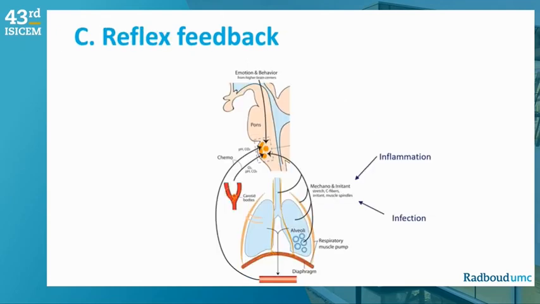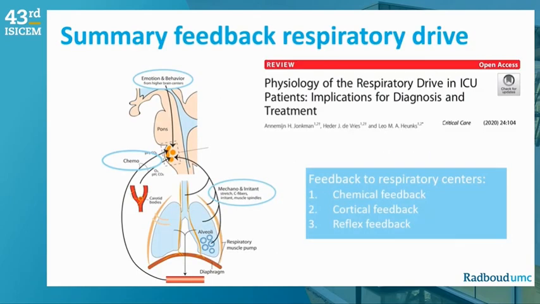And thirdly, reflex feedback. So there are J receptors, irritant receptors, stretch receptors in the lung, in the chest wall, in other parts of the body. And when these are activated, for instance, by inflammation or infection, respiratory drive increases. You will recognize that. If you see a patient in the emergency department with a pneumonia or pulmonary embolism, typically pH is 7.46, 7.45. This is due to activation of irritant receptors in the lung.